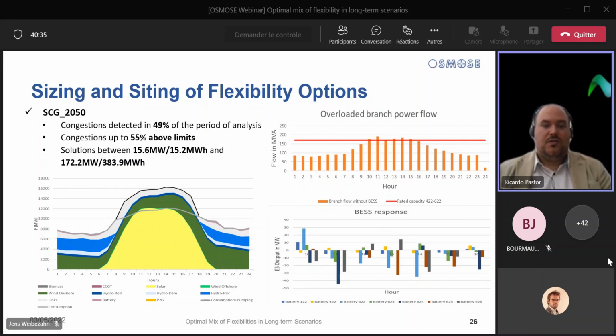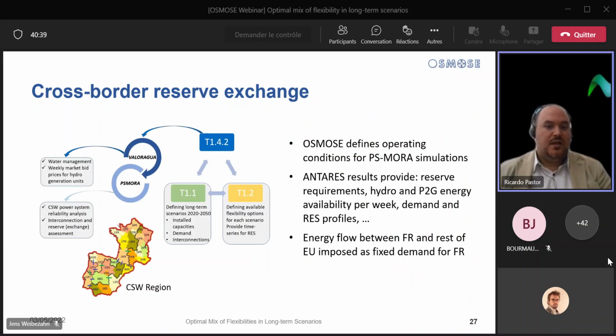It was noticeable that in this specific case of the 2050 scenario, there were some additional cases of power flow inversion in some transmission substations due to high levels of embedded renewable production at the distribution side. So moving now to the analysis of the available flexibility options studied using PS Mora.